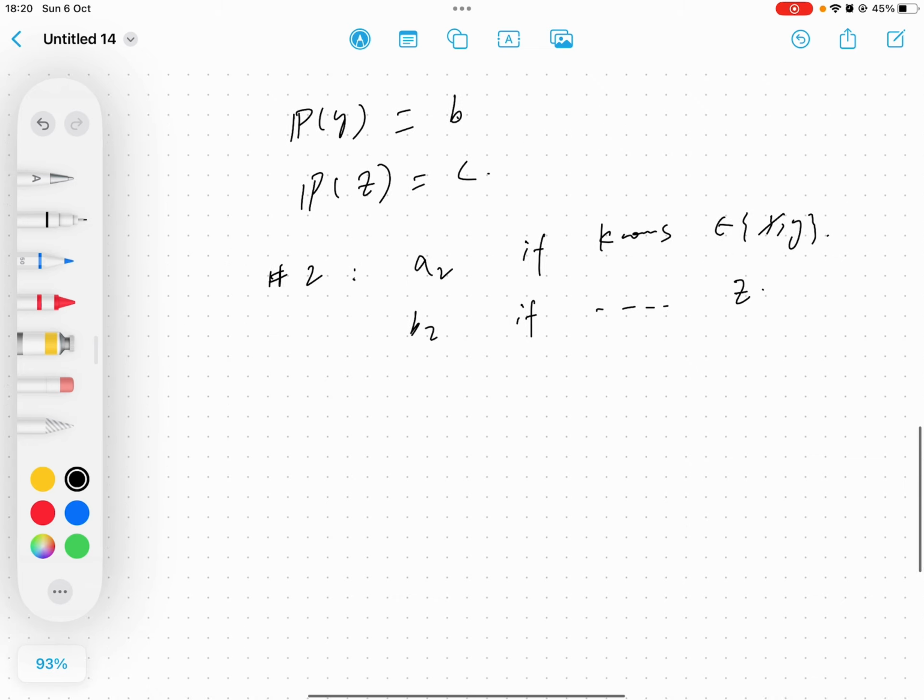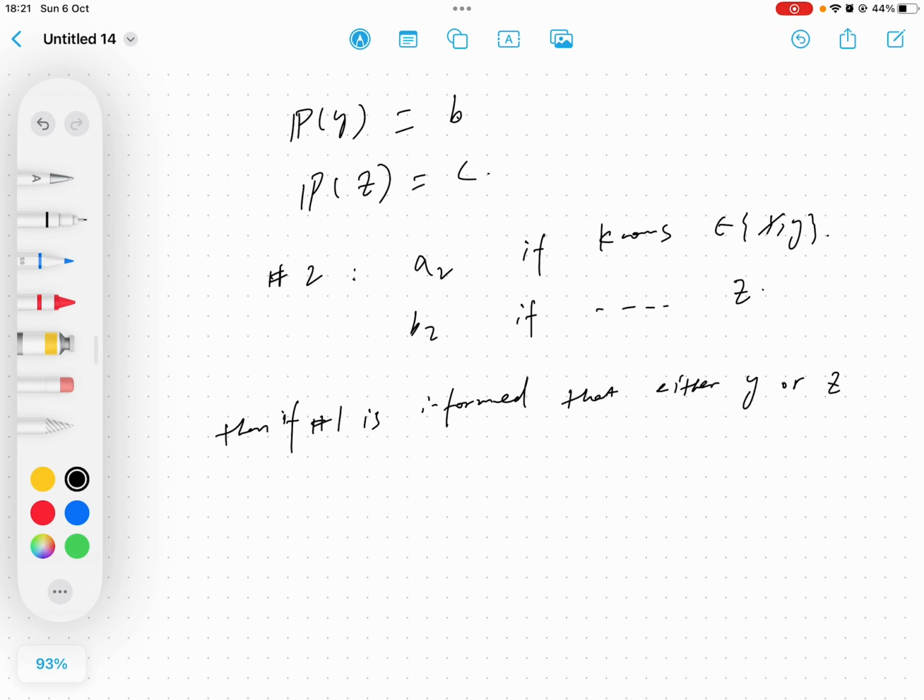All right. Then, if player 1 is informed that either Y or Z has occurred, then player 1 would choose an action that is optimal, given that player 2 chooses a2 with some probability. That probability is just the probability of Y conditional on the set Y and Z, right?